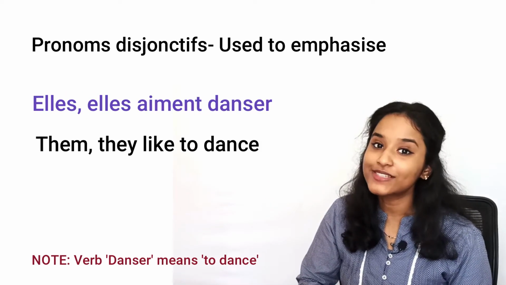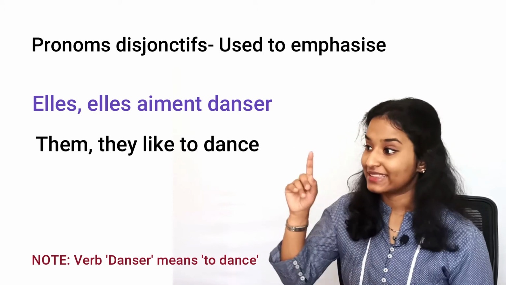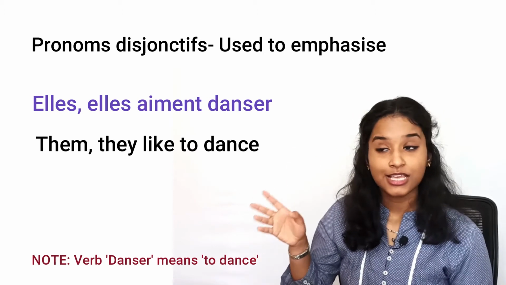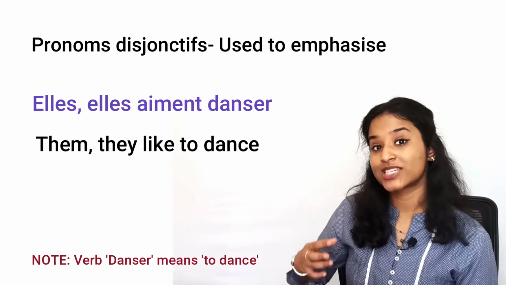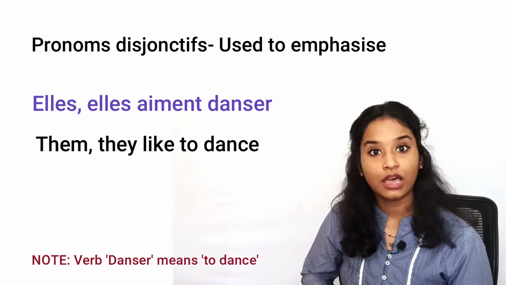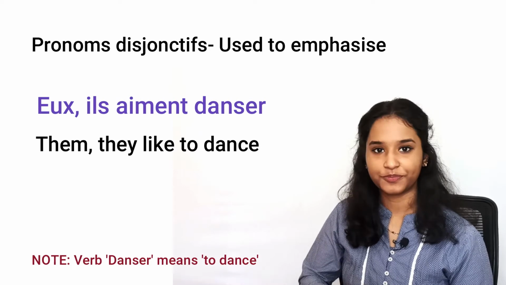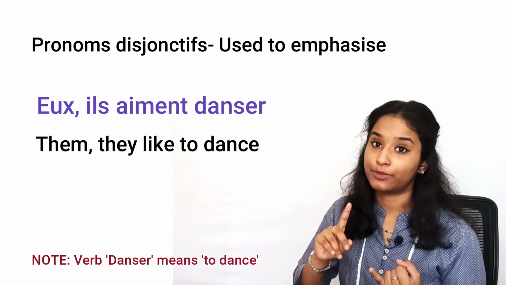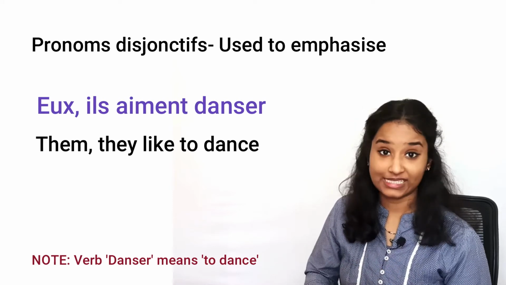Elles aiment danser means they like to dance. I'm saying them, they like to dance. So here I'm talking about a group of women, right? Which is why I used elles. Elles aiment danser. I can also say eux, ils aiment danser. It's like them, but when you're talking about a mixed crowd or a group of men. Okay, so eux, ils aiment danser.